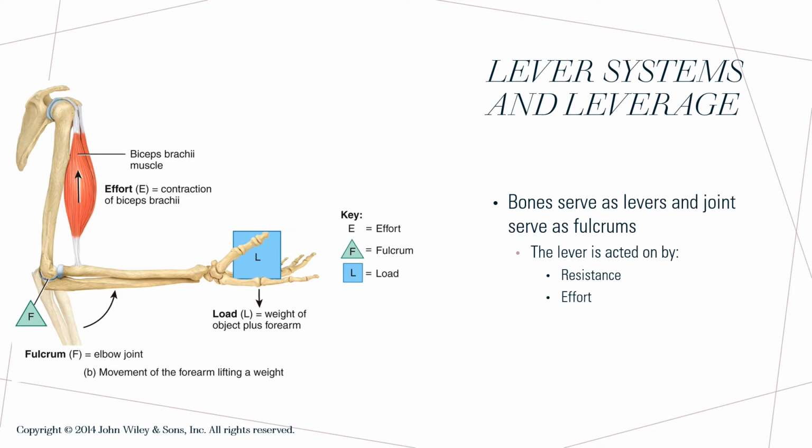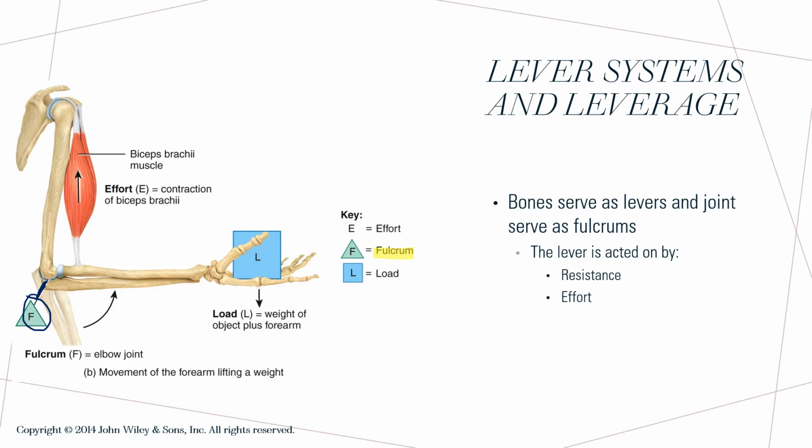In producing movement, bones actually act as levers, and the joints function as fulcrums for these levers. So a lever is a rigid structure that can move around a fixed point, and this fixed point is called the fulcrum. So here we have this fulcrum, the elbow joint. It's going to be the fixed point of this lever system.